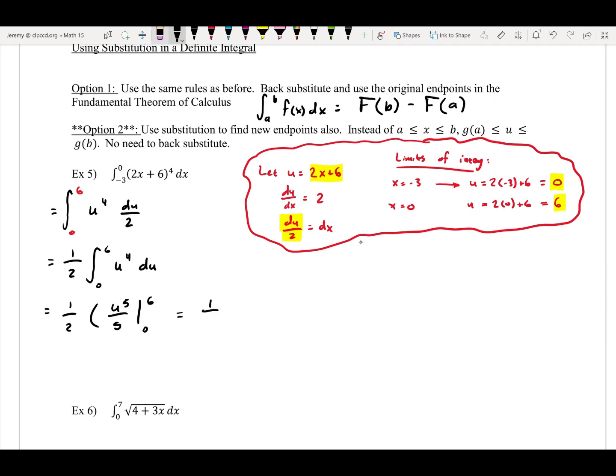I'm just going to plug in 6, so 6 to the 5th over 5, and then subtract from that 0 to the 5th over 5. And I'm left with 6 to the 5th power divided by 10. That's what it'll simplify to. I put this into my calculator and got 777.6.